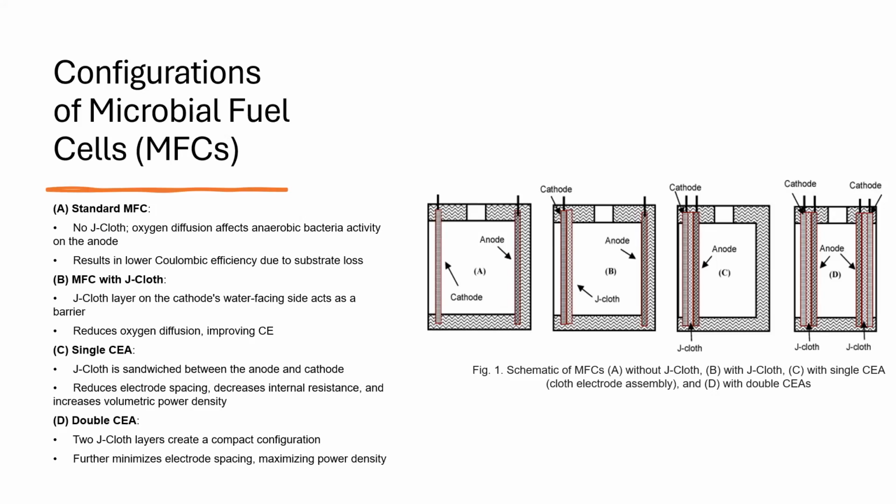Double cloth electrode assembly: this configuration uses 2 J-cloth layers. The tighter electrode spacing further reduces resistance and maximizes power density while still preventing oxygen diffusion effectively.